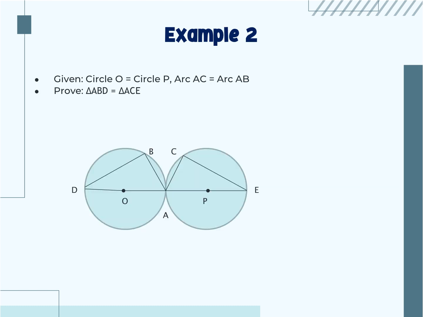All right, example 2 is a proof. Given circle O equals circle P, arc AC equals arc AB, we have to prove that the two triangles are congruent. Now I'm going to make a new slide with these statements and the reasons, guys. I'm going to write out all of the statements and you guys just write down the reasons.